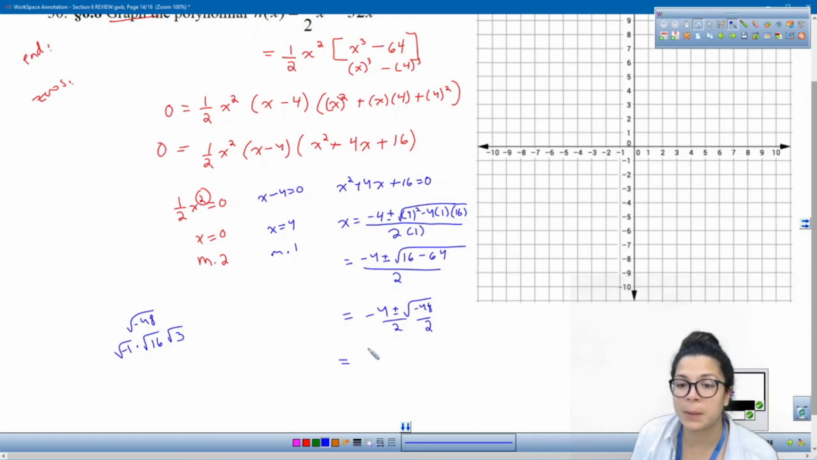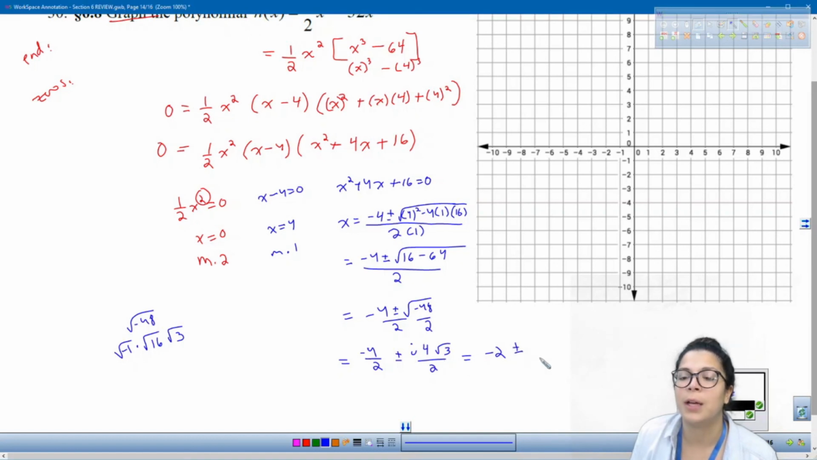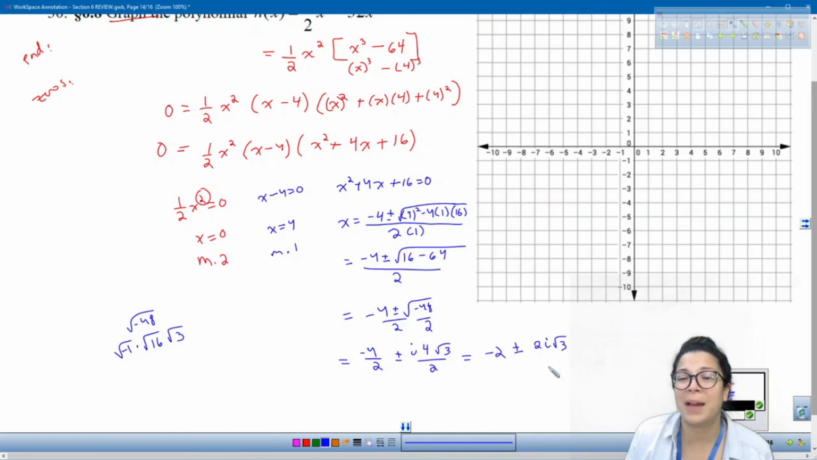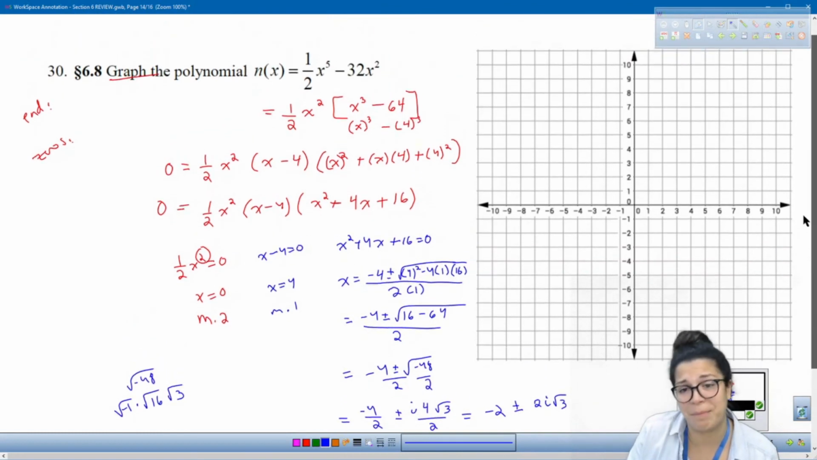The reason why I want to split it up like that is because the square root of negative 1 is i, the square root of 16 is just 4, and the square root of 3 is square root of 3. So this is negative 4 over 2 plus minus i 4 square root of 3 over 2, which would totally be negative 2 plus minus, or in total, 2i square root of 3. So these two are imaginary. So that actually doesn't help me with my graph, but those are them, okay?